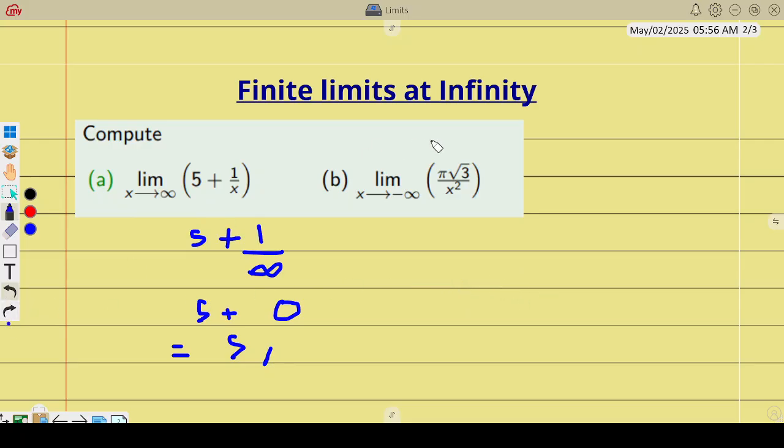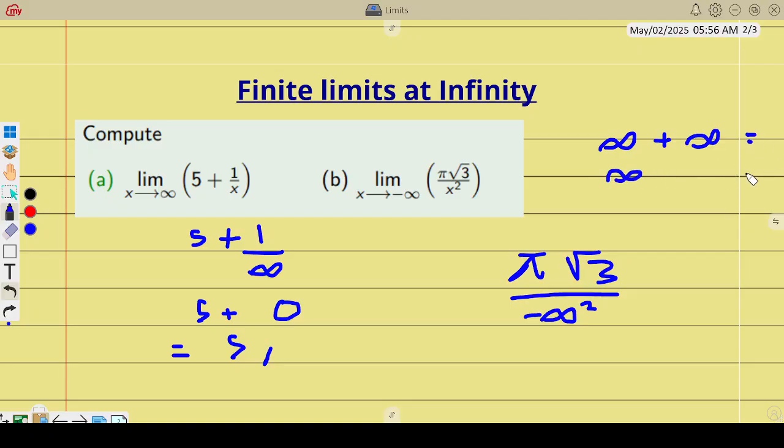And then the other one, the limit as x approaches negative infinity, we have pi root 3 and then negative infinity squared. Oh, and I also forgot, if you add infinity and infinity, it will be infinity. If you multiply infinity by infinity, it is infinity. And if you divide infinity by infinity, it is an indeterminate form. This is not equal to 1. We can even say it is infinity.